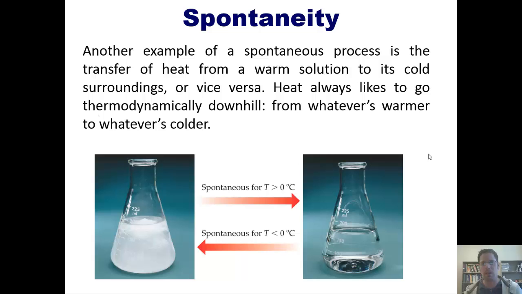Another example of this would be your home. If you have a heated home in the winter, for example, it's always going to be warmer inside than it is outside. However, if you turn off the heat source, the heat inside your home will spontaneously dissipate, seeping through the walls and cracks of your home to the outside until the temperature inside equals the temperature outside. Once again, heat always likes to dissipate or go thermodynamically downhill. That is spontaneous, and the reverse of it would be non-spontaneous.